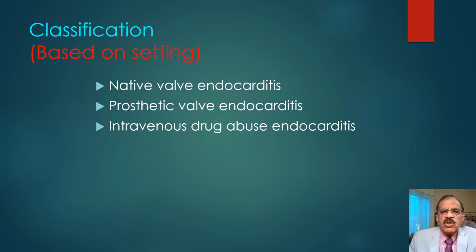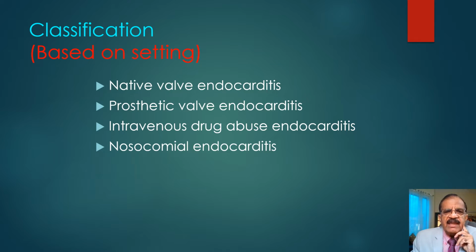And then intravenous drug abuse endocarditis, because these patients use dirty water and dirty syringes, and they usually share syringes also, so they can actually inject virulent bacteria right into their circulation. That is why they may get serious infection. And then nosocomial endocarditis, the endocarditis which occurs in the hospital, because organisms in the hospital are generally very resistant to antibiotics. So if somebody who was admitted for some other reason with intravenous lines develops endocarditis, that would be very resistant bacteria. So this classification is based on setting.